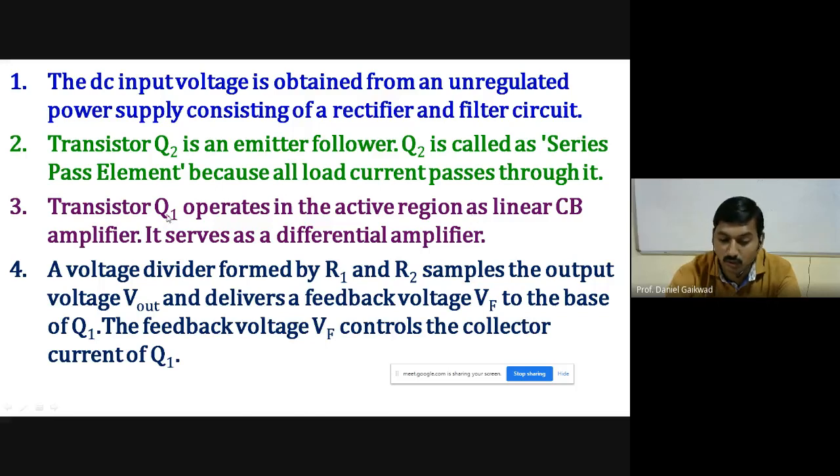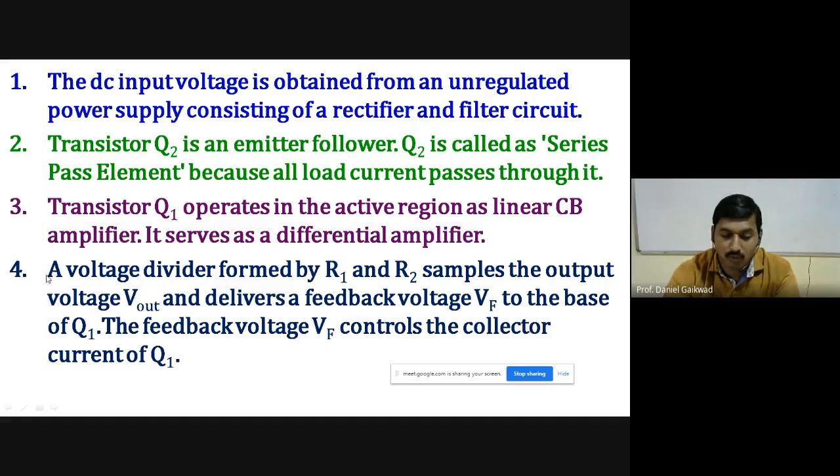Transistor Q1 operates in the active region as a linear CB, common base amplifier. So it has a linear characteristic and works in the active region. We already know there are three regions of a transistor: cutoff, active and saturation. So here the working is in the active region, as a linear CB amplifier, and it serves as a differential amplifier. The concept of the differential amplifier we also learned in 11th standard. It is the last topic in the transistors, called the differential amplifier in the transistorized amplifier.